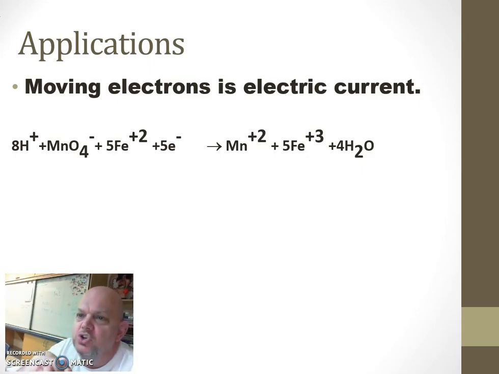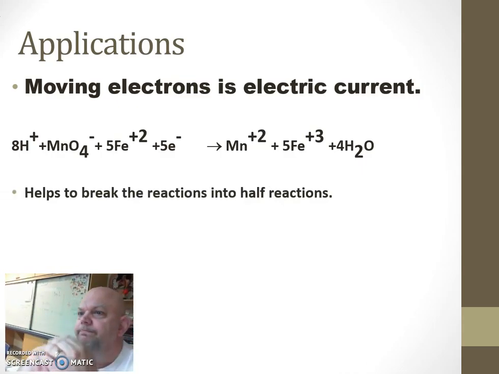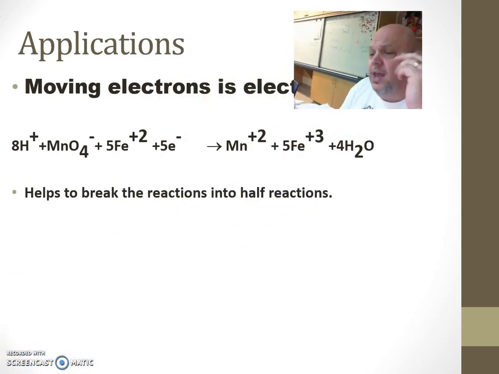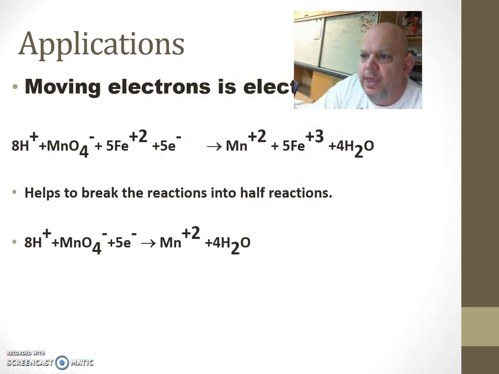We look at 8 H+ plus MnO4 minus plus 5 Fe2+ plus 5 electrons gets us Mn2+, manganese with a plus 2 charge, and 5 Fe3+, irons with a plus 3 charge, and we end up getting water in the process. What in the world's going on? Well, if we look at a chemical reaction and we're looking at the electrochemical parts of it, it'd be a fantastic idea to break those reactions into half reactions. By doing that, guys, it allows us to understand some things.